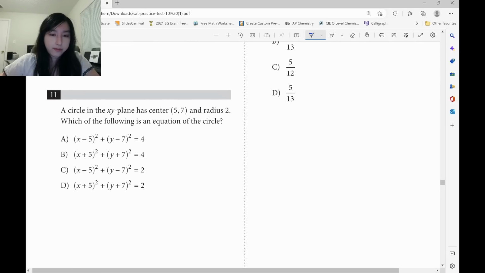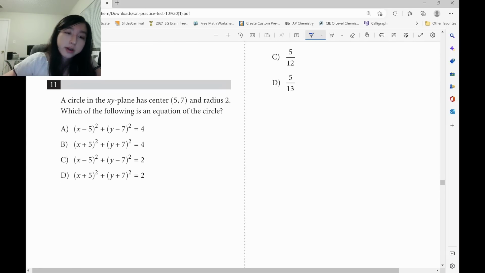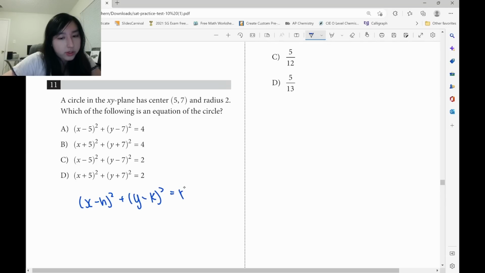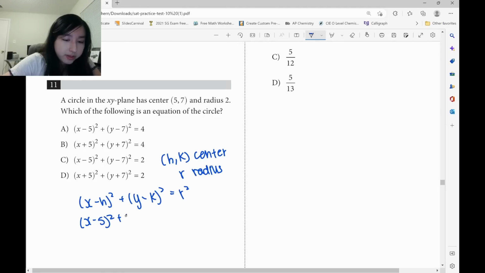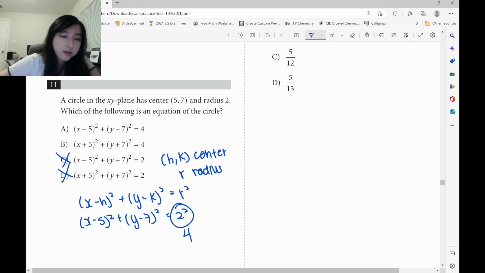Let's look at number 11. The formula for a circle is (x minus h) squared plus (y minus k) squared equals r squared. All you have to do is plug everything in. What's h and k? I forgot to mention that, but (h, k) is the center and r is the radius. So (x minus 5) squared plus (y minus 7) squared equals 2 squared. You actually have to evaluate this. 2 squared is going to be 4. That's why you eliminate c and d first, and then you pick a.